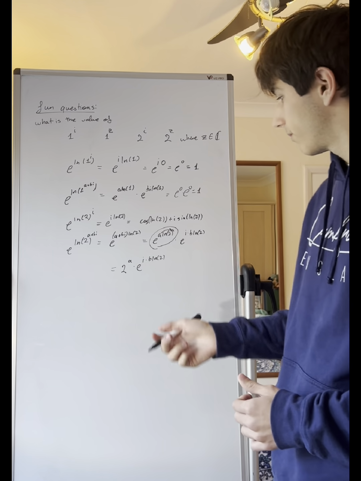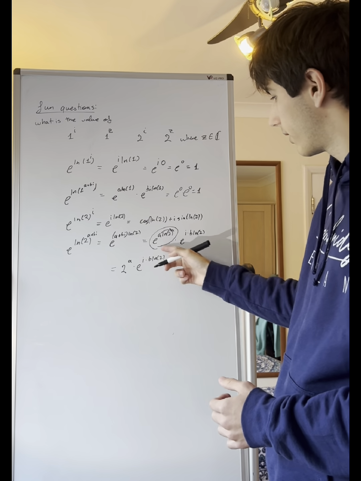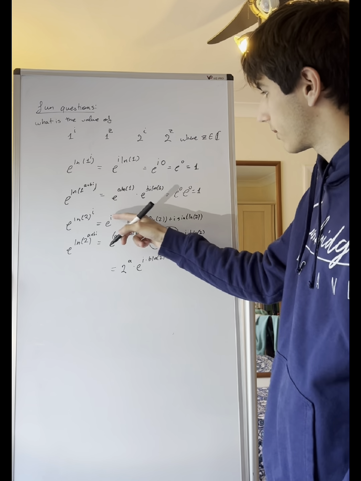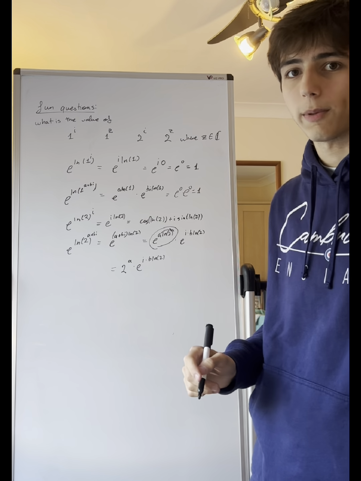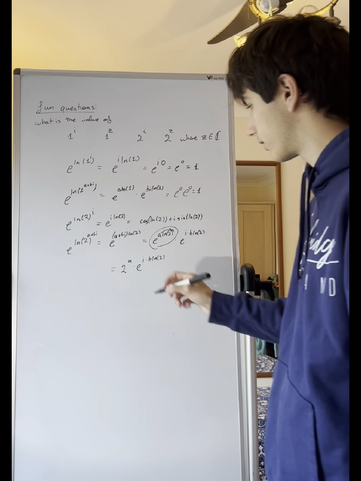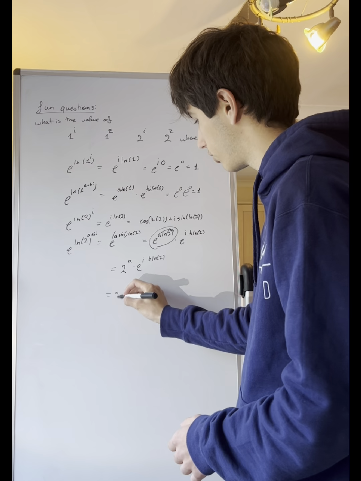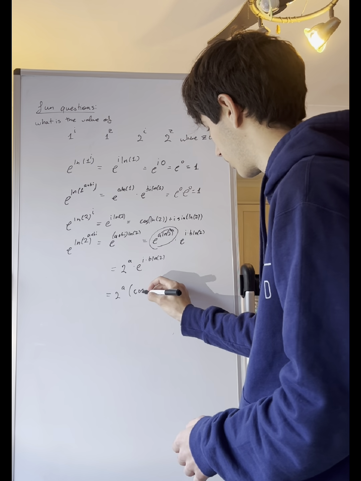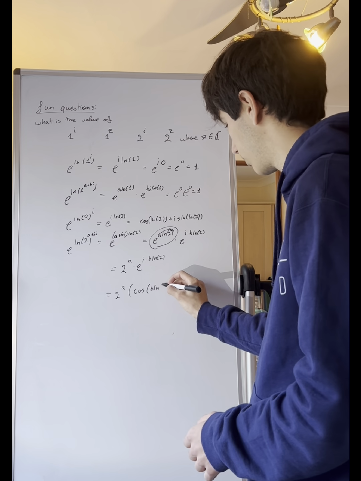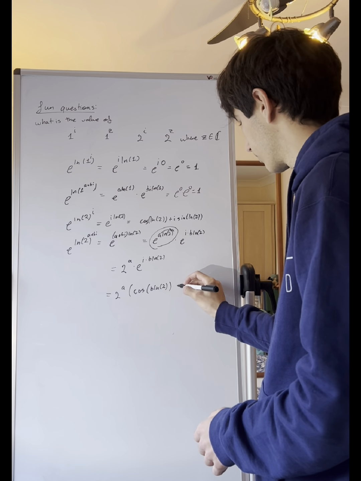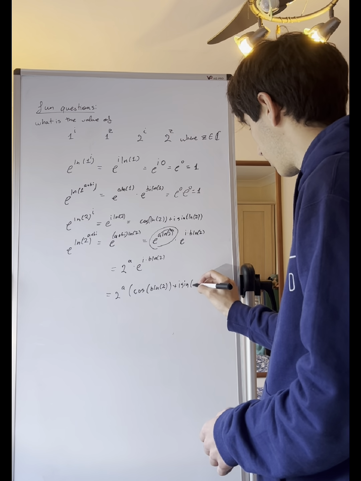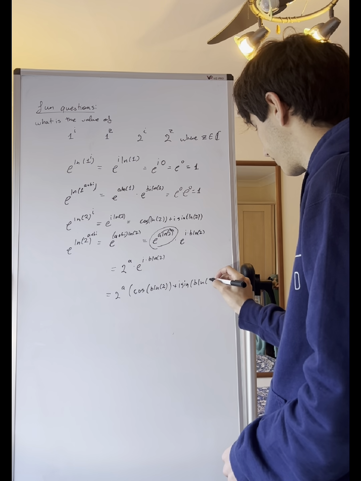And well, we had the same thing up here, except we're missing a b, which we can just multiply the angle of cosine and i sine with. So this becomes 2 to the a, and then cosine of b ln 2 plus i sine b ln 2.